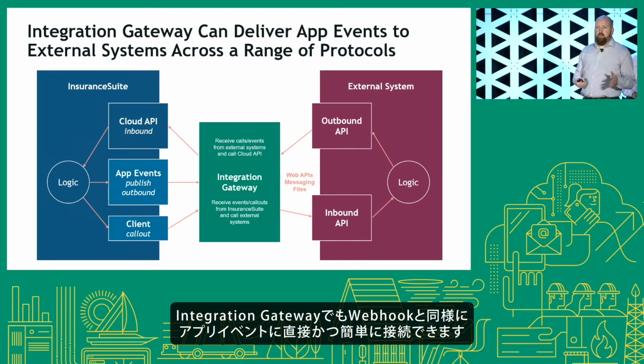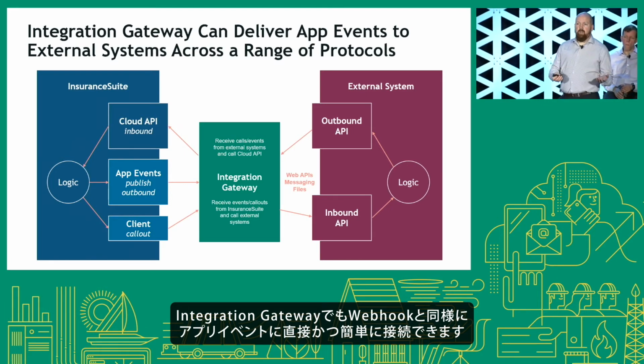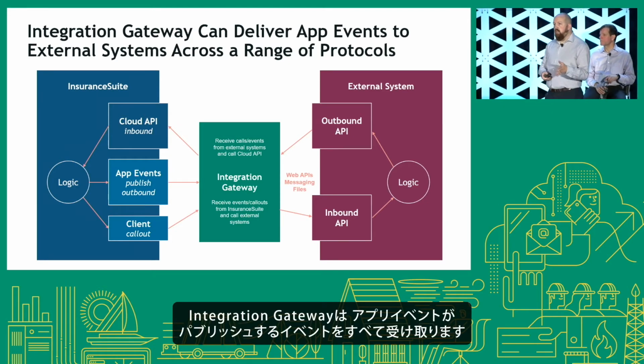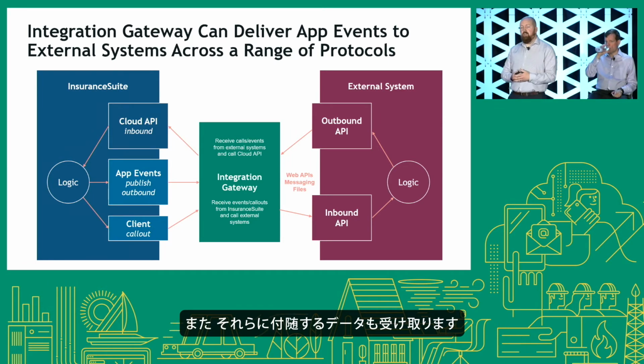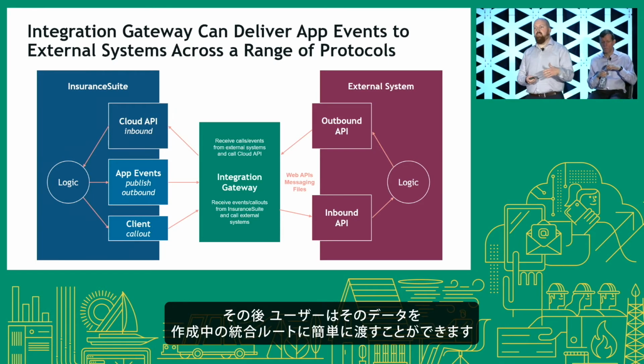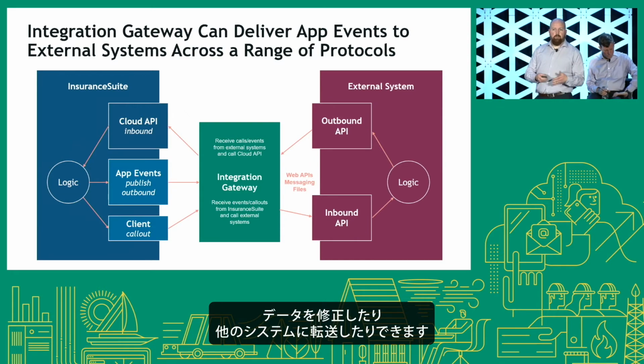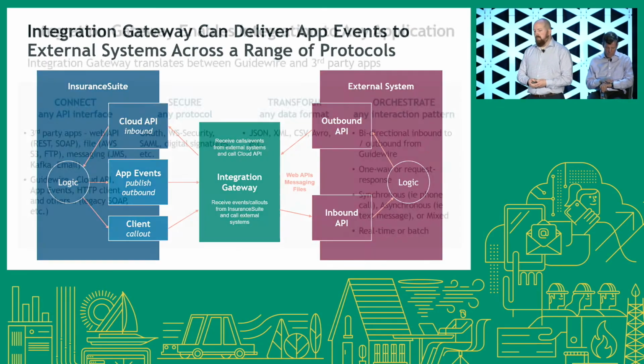So just like webhooks has a direct, easy connection to app events, Integration Gateway does as well. It receives all of the events that app events publishes. It receives the data along with them, and then allows you to easily pass that data off to integration routes if you're making them. They can manipulate that data and forward it on to other systems.